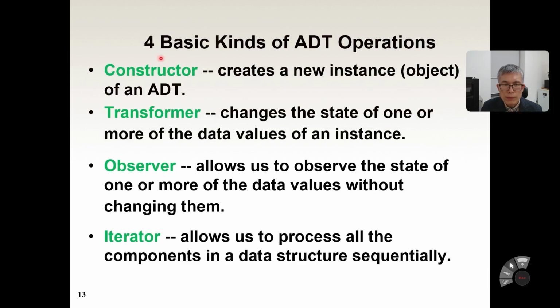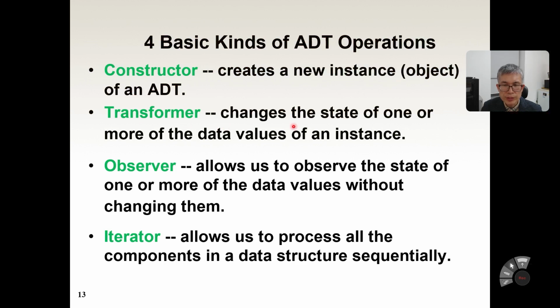So, four basic kinds of ADT (abstract data type) operations: constructor, transformer, observer, iterator. A constructor creates a new instance. An instance is called an object of an ADT.